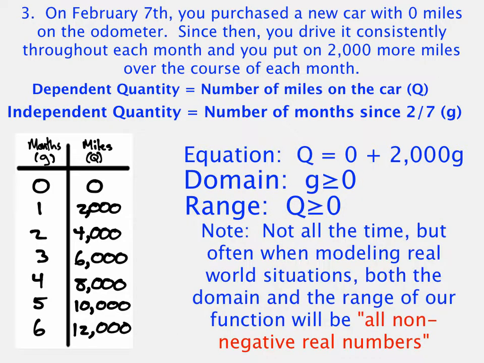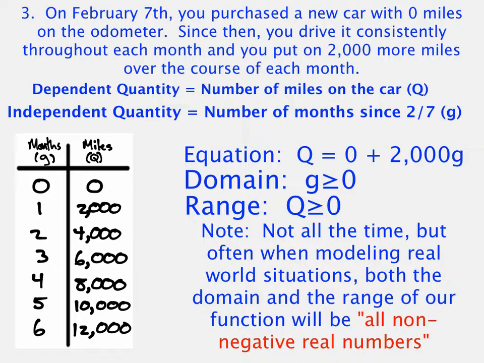Note, not all the time, but often when we're modeling real-world situations, both the domain and the range of our functions will be all non-negative real numbers. Just because there's a lot of stuff in the real world that can't be negative, like a negative distance, sometimes negative time. Oftentimes, our domain and range are just going to be all non-negative numbers.